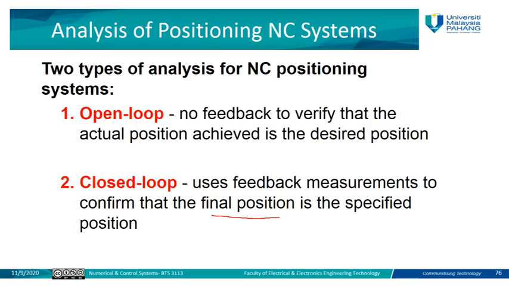Usually, when we represent the open loop and closed loop system in the control system, the open loop is represented by using three blocks. This is the general representation for open loop and closed loop. So the open loop is represented by three blocks. One is the controller, the second is the actuator, the third is the process.